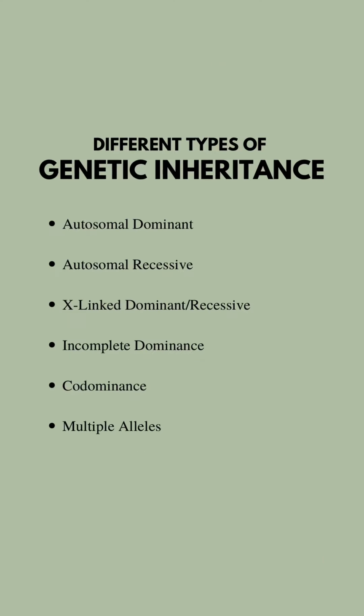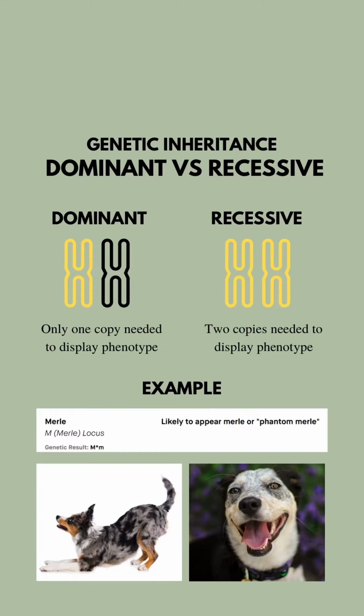There are several different ways that we inherit genes from our parents. I've bolded the ones I'll be discussing with you today. If an allele is dominant, it means that only one allele is necessary to display the observed phenotype. While on the other hand, a recessive allele needs 2 copies to be observed.